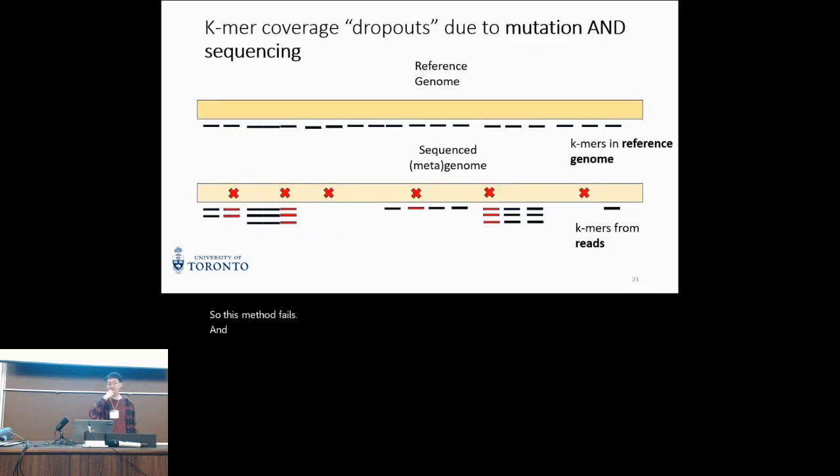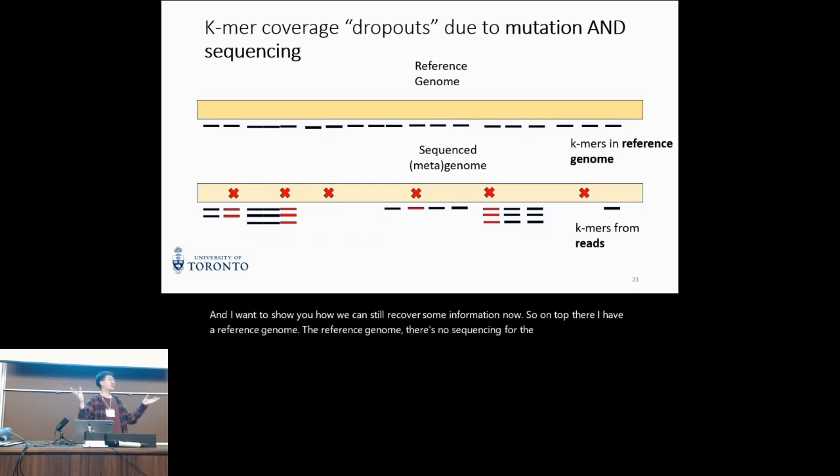And I want to show you how we can still recover some information now. So on top there, I have a reference genome. There's no sequencing for the reference genome. I just have my genome, right? And I have the k-mers for my reference genome. On the bottom, I have a metagenome, which is represented by one genome here. And it has some X's, which are like base level differences to my genome. Okay, but the metagenome is sequenced.